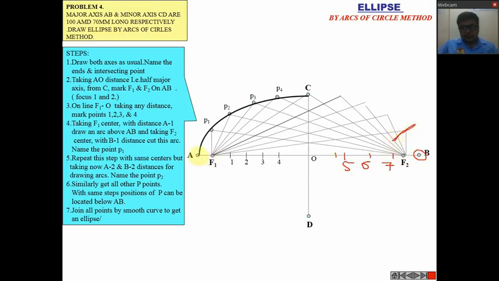The next step, from A to 7 we have to take the distance, F1 as a center, and make an arc something like this. Then A6 as a distance, A to 6, F1 as a center, and make an arc something like this. Then B6, that is the distance we have to take with the use of the rounder, and F2 as a center, and make an arc something like this.